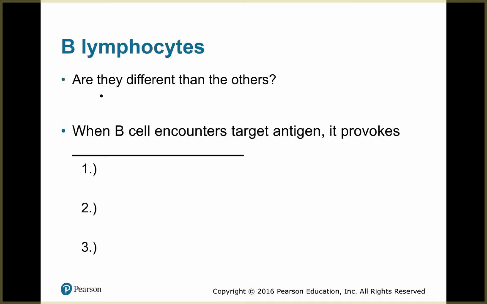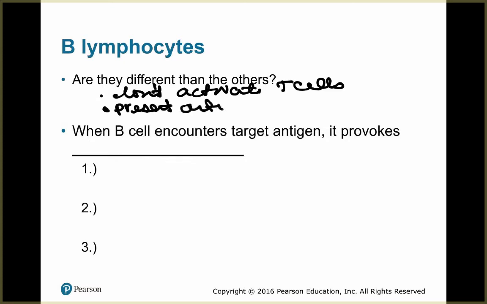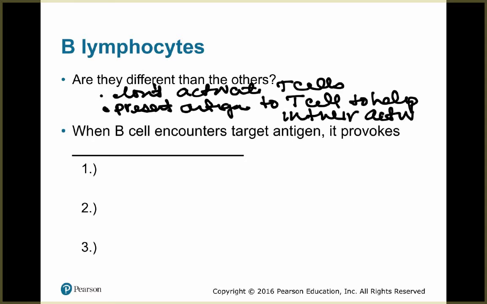But these B lymphocytes don't activate T cells. So they're a lot different, right? What they do is they present antigens to T cells to help in their own activation. I know that sounds really weird. Just hang with me here.